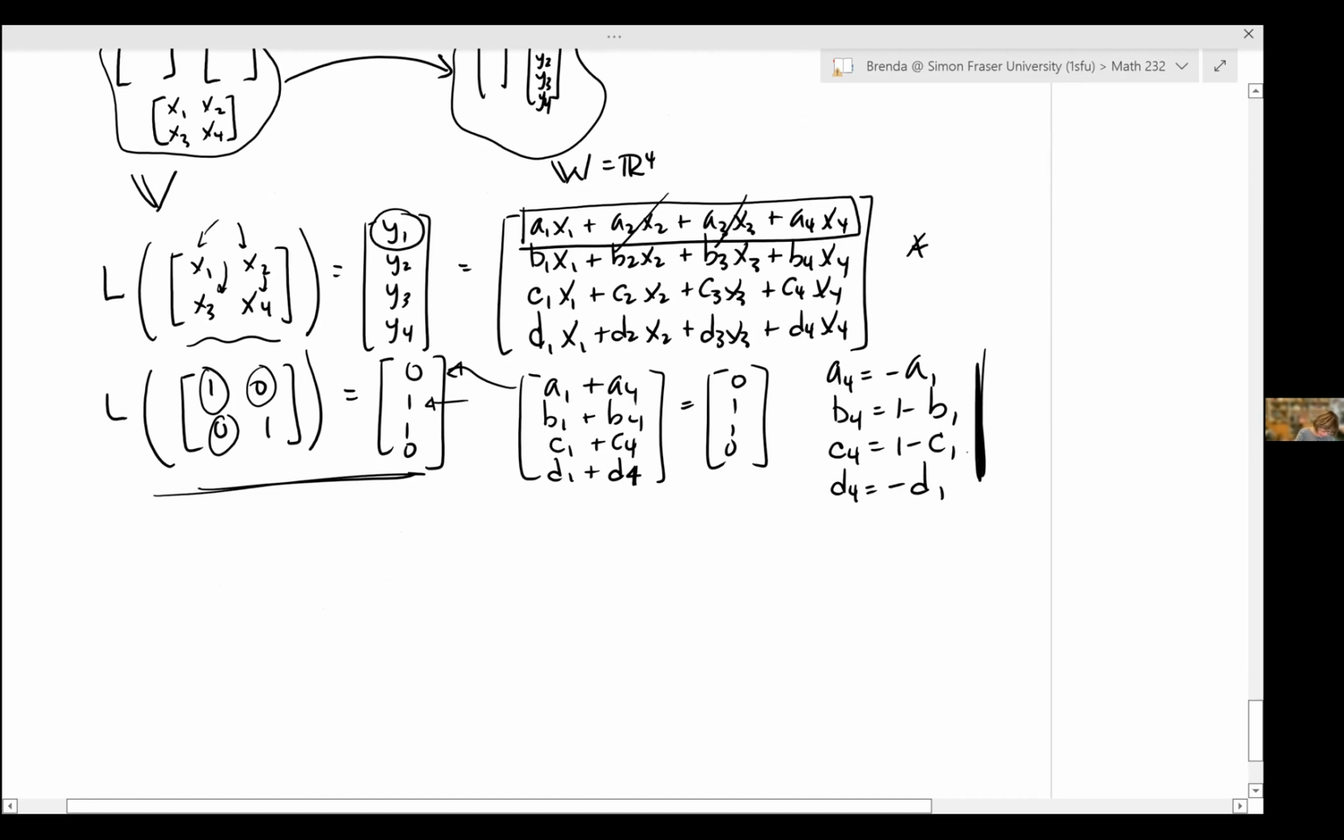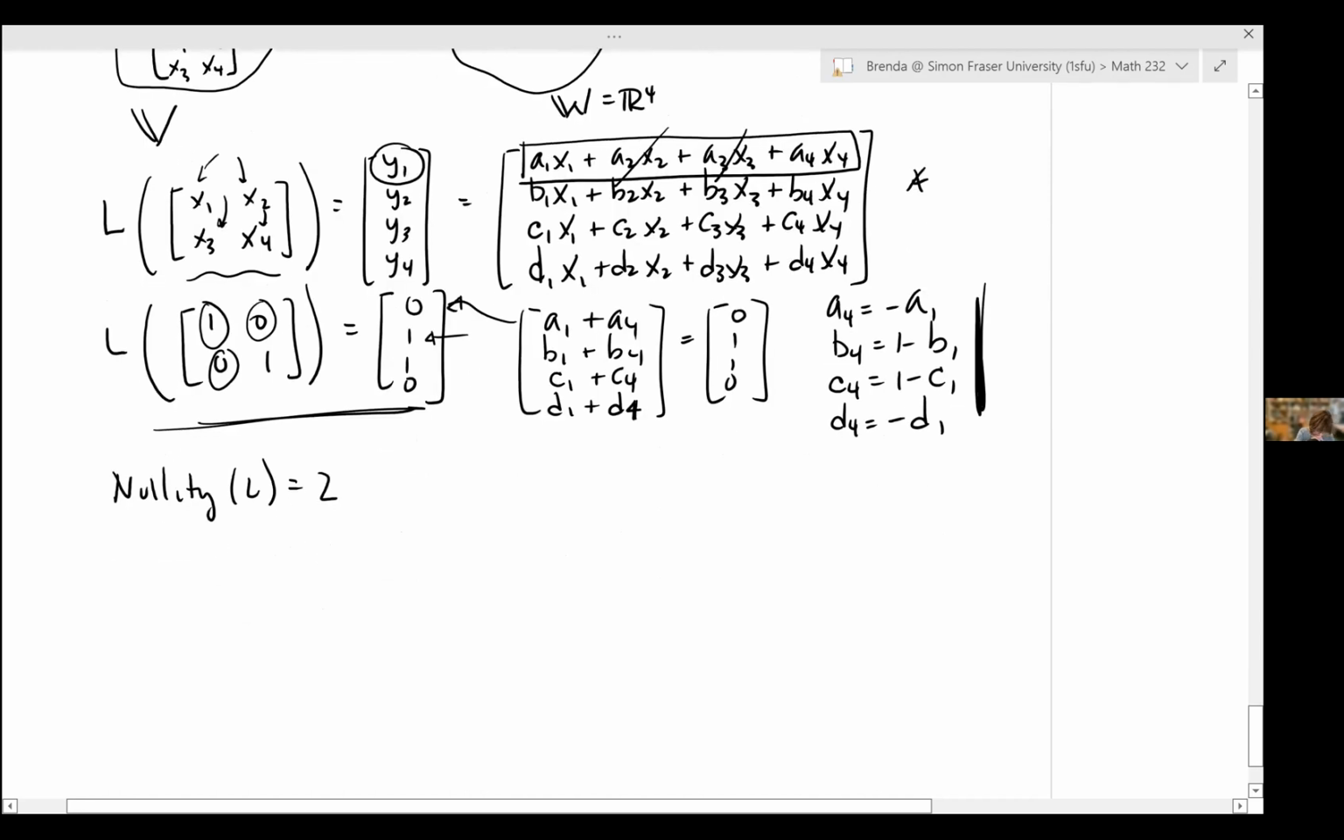Now the next thing I'm thinking about is that the nullity of L has to be equal to 2. That actually forces the rank of L to be equal to 2. Why? I have 4 degrees of freedom here. So 2 plus 2 is 4.